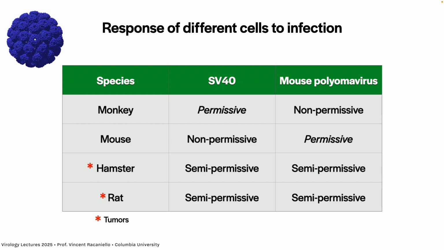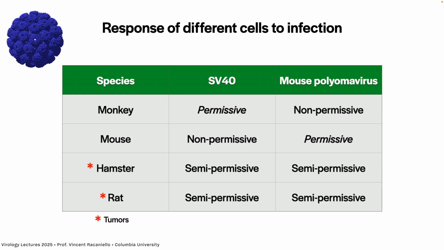So SV40 is semi-permissive in hamsters. Mouse polyoma is semi-permissive in both hamsters and rat. What does semi-permissive mean? So permissive means the DNA gets in and nothing happens, doesn't do anything. Semi-permissive means you get up to DNA replication and then it stops. So you can make some proteins. That's important. You can make some proteins. And if I'm talking about before DNA replications, those would be early proteins, right?